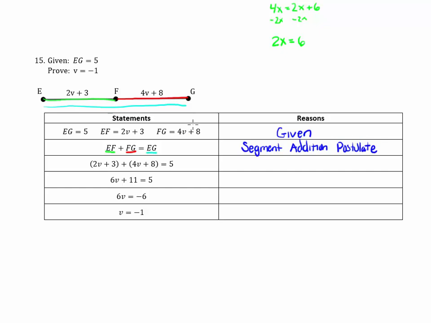That's a favorite one for when you're dealing with segments. All right, now what have we done here? We've replaced EF with 2V plus 3. We've replaced FG with 4V plus 8. And we replaced EG with 5.